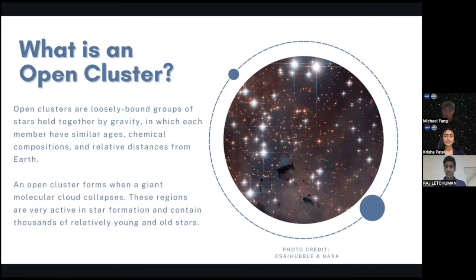Before we begin discussing the open cluster we researched, to start off, what is an open cluster? Held together by stars, open clusters are groups of stars with similar ages, compositions, and distances from Earth. These clusters develop when molecular clouds collapse, and there are thousands of stars in the cluster that are all extremely active. And this image on the slide is one example of an open cluster.